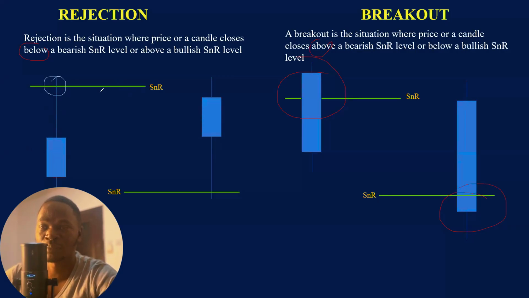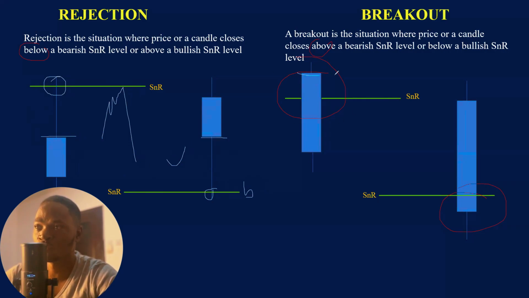This is an SNR, this is a bearish SNR. Here is supposed to be a sell zone. Price touches the level and closes below it. This is called a rejection. Here we have a buy zone, a buy SNR. Price comes, touches it, and closes above it. This is a rejection.